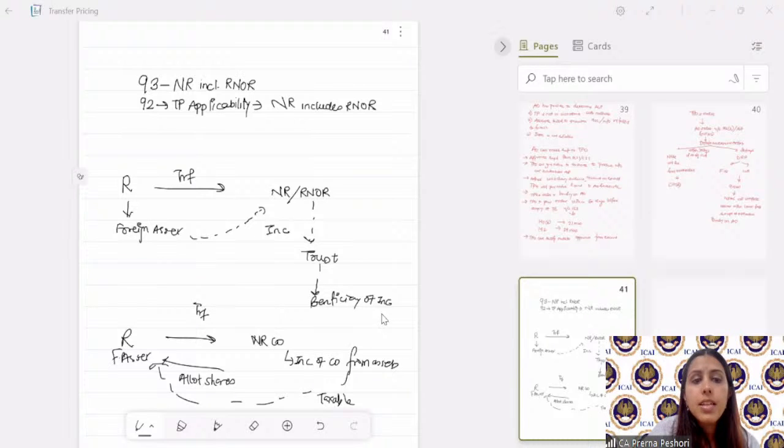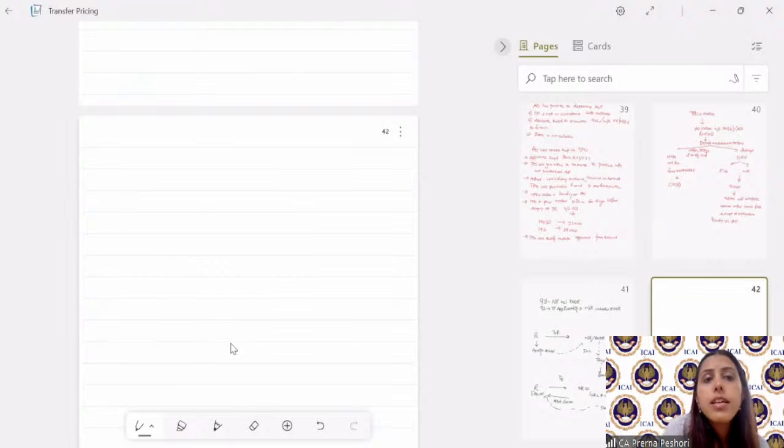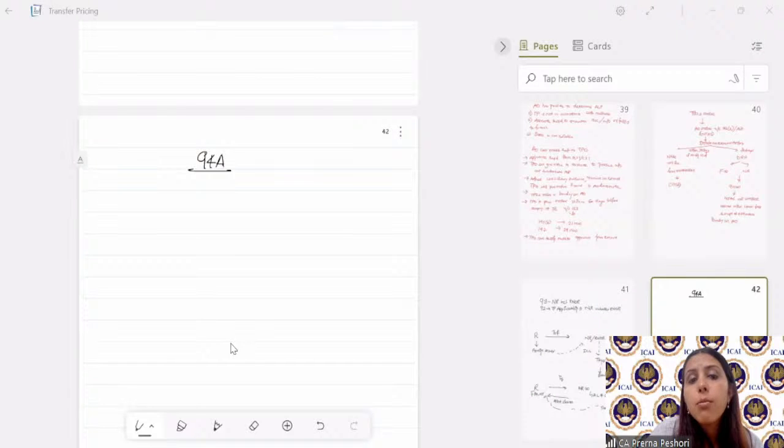Okay. Next section, what we are going to talk about is section 94A, which is specific anti-avoidance measures in respect of transactions with persons located in notified jurisdictional area. Now, what is that? So the central government notifies certain countries as notified jurisdictional area. What are notified jurisdictional areas?